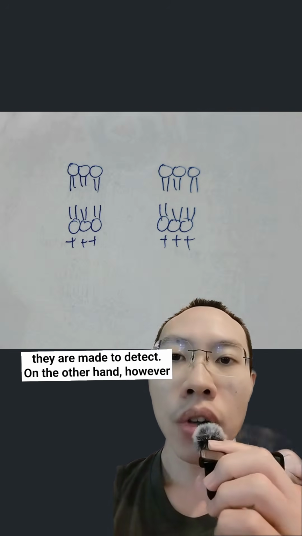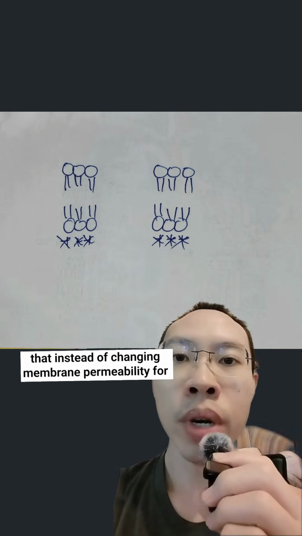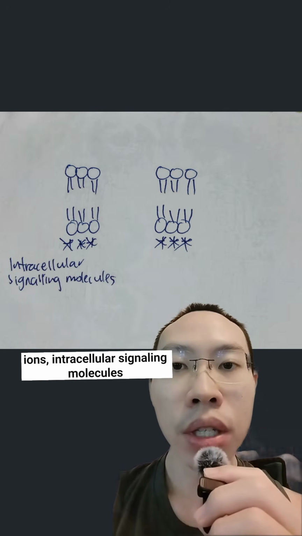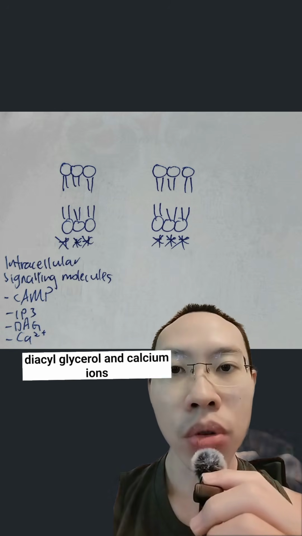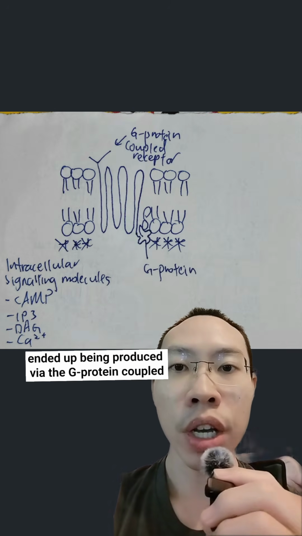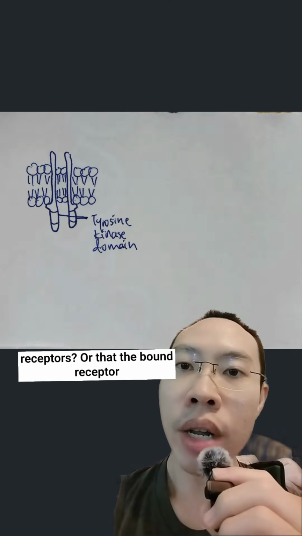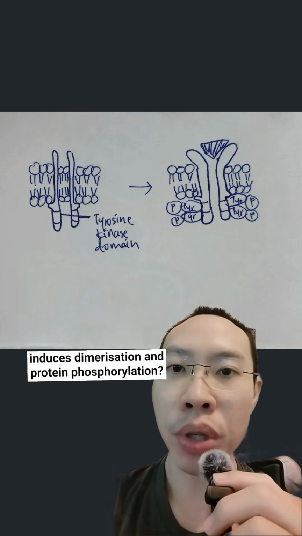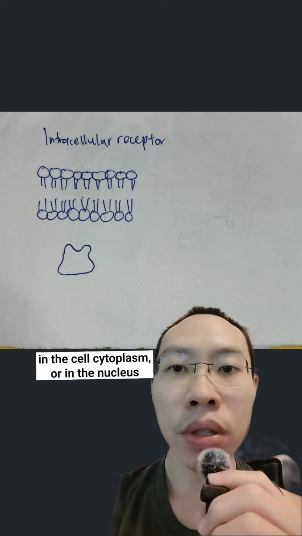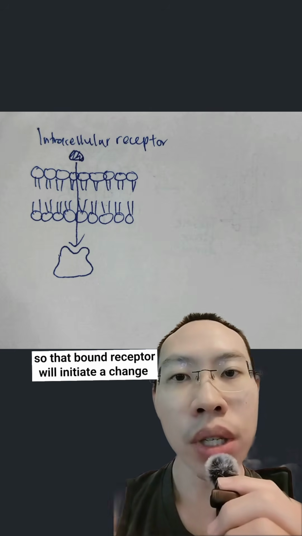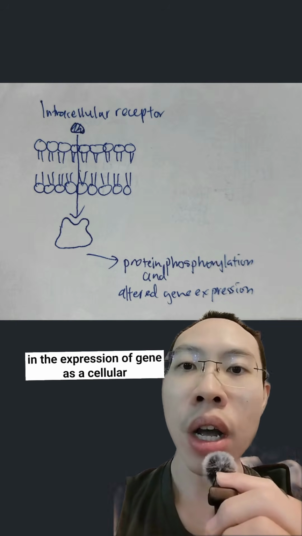made to detect. On the other hand, instead of changing membrane permeability for ions, intracellular signaling molecules such as cyclic adenosine monophosphate, inositol triphosphate, diacylglycerol, and calcium ions end up being produced via G protein coupled receptors, or the bound receptor induces dimerization and protein phosphorylation. Sometimes the receptors may even be localized within the cell, in the cytoplasm or in the nucleus, so that the bound receptor will initiate a change in the expression of a gene as a similar response.